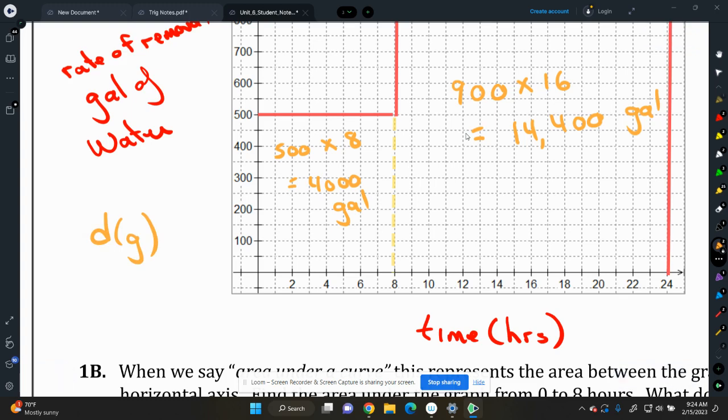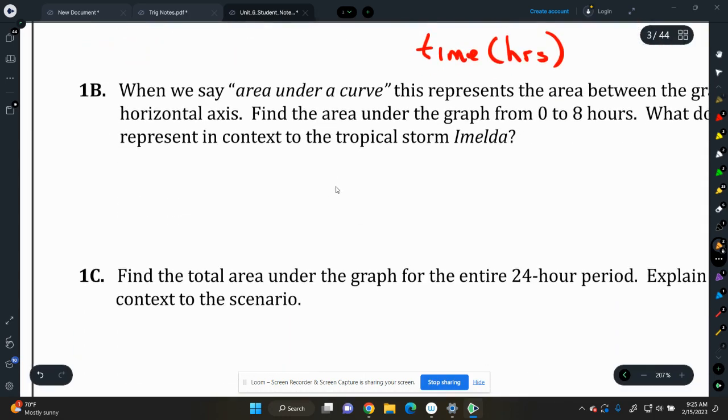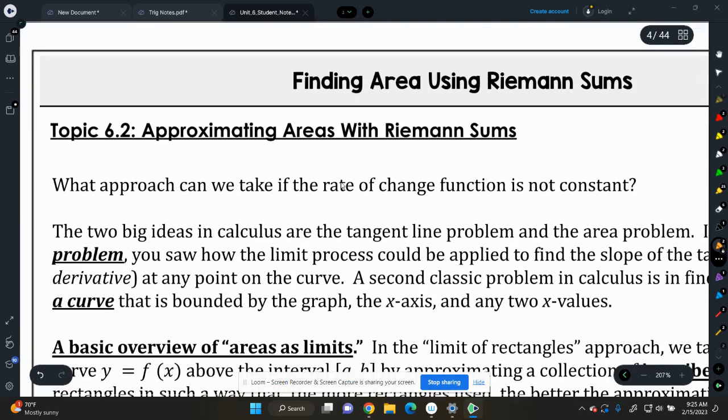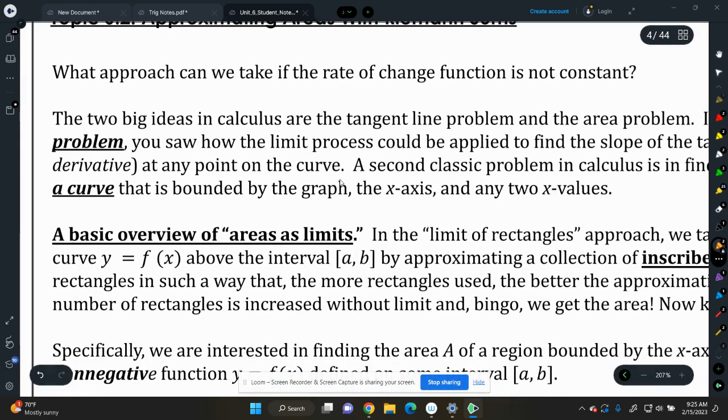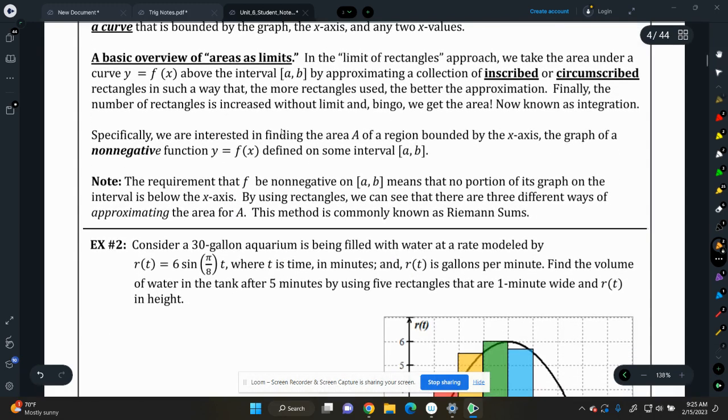This graph is the graph of d of g. If I integrate d of g, I get the area under the curve, which gives me just g, the gallons. So what we're doing is we are integrating. For now, instead of learning the actual formula and the method of integrating, we're going to look at these Riemann sums. This helps us conceptualize what's actually going on.